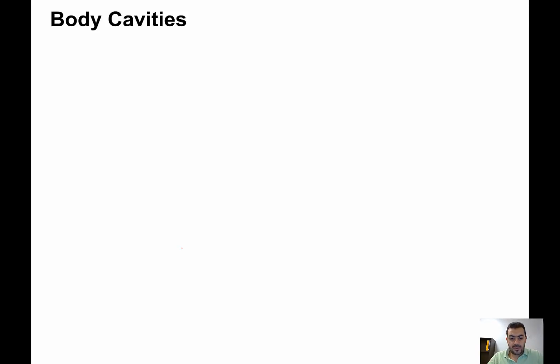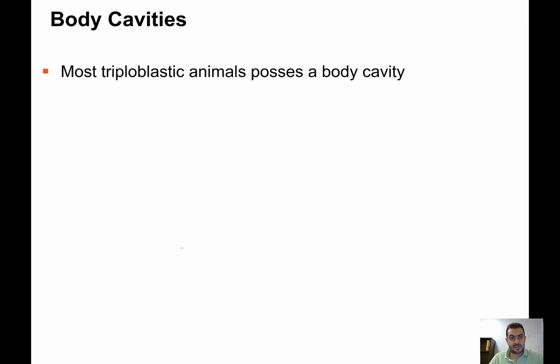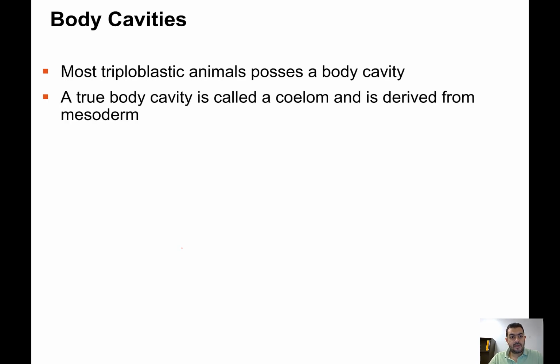So moving on to the fourth characteristic of the body plan, we are dealing now with the body cavities. Most triploblastic animals possess a body cavity. A true body cavity is called a coelom, and this is derived from the mesoderm. So let's add a little bit to the definition of a coelom, or the body cavity.